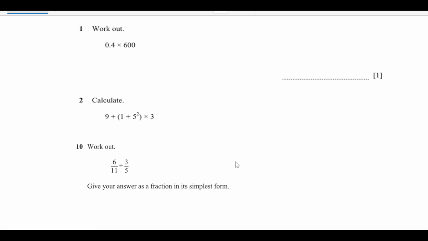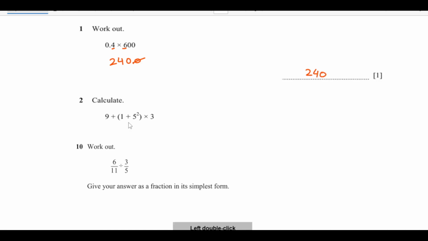So the first question that we have here, work out 0.4 times 600. So just to save time, you just multiply the digit by digit. We have 4 times 6, it is 24, right? So then there are two zeros, put two zeros, and then there is one decimal place here, so this will cancel the zero. So final answer is going to be 240.